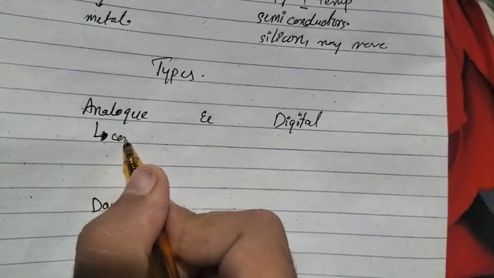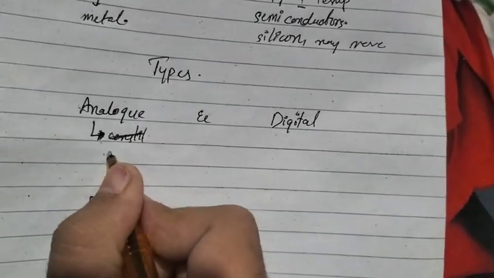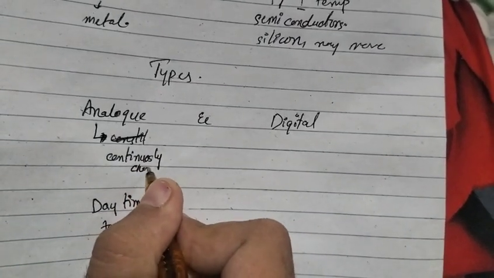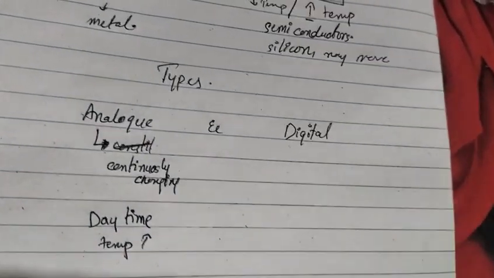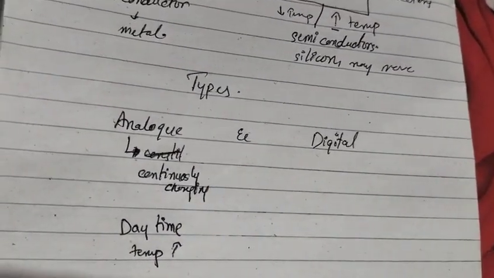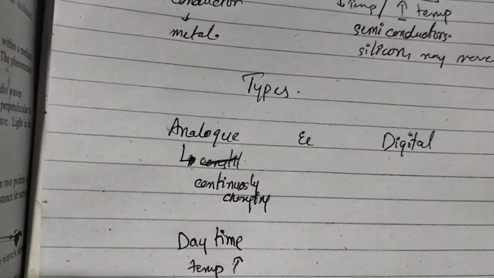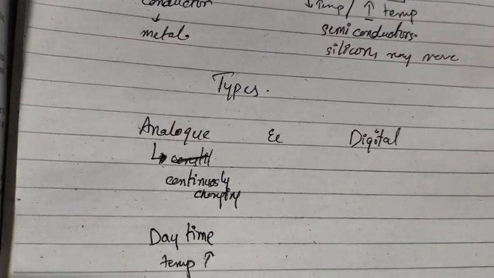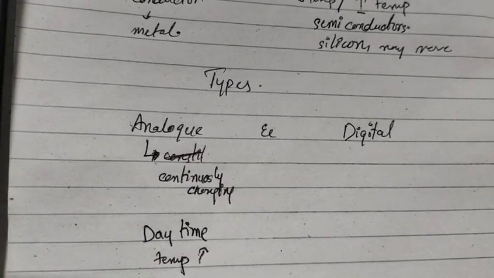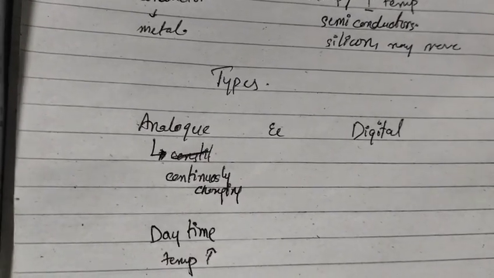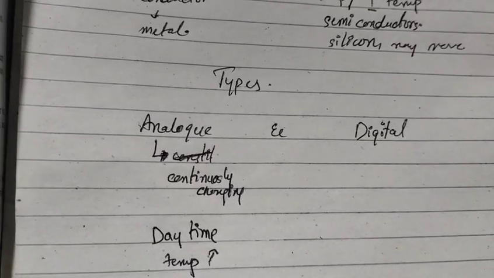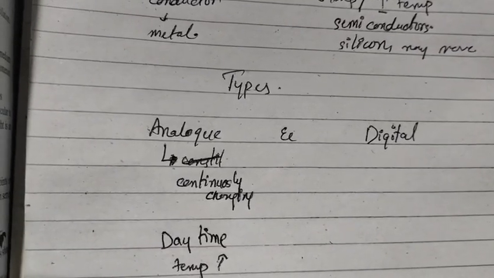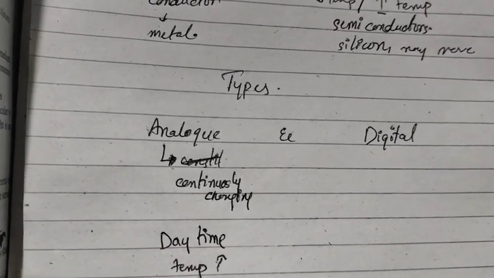So analog is continuously changing. What is changing? It is not the temperature point; in analog electronics it is the signals that are changing. Signals flow in electronics, and electrons are not flowing at a specific value. They are again and again changing, continuously changing. That is called analog.